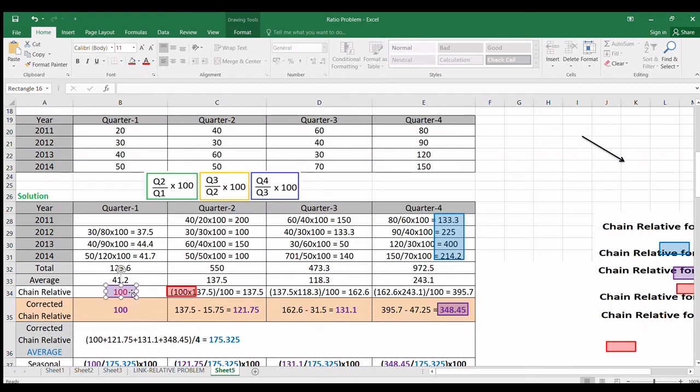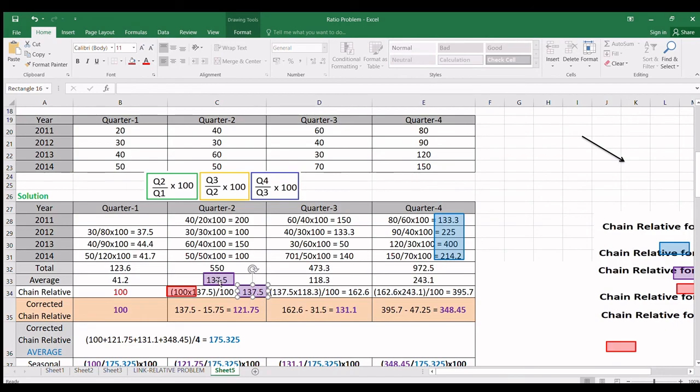So chain relative is this value 100. Okay, 100 here I got into 100 into what value you have to take? You have to take this 137.5. Clear with this? So this 100 you are having here multiplied with this 137.5, you will get the answer 137.5, same.